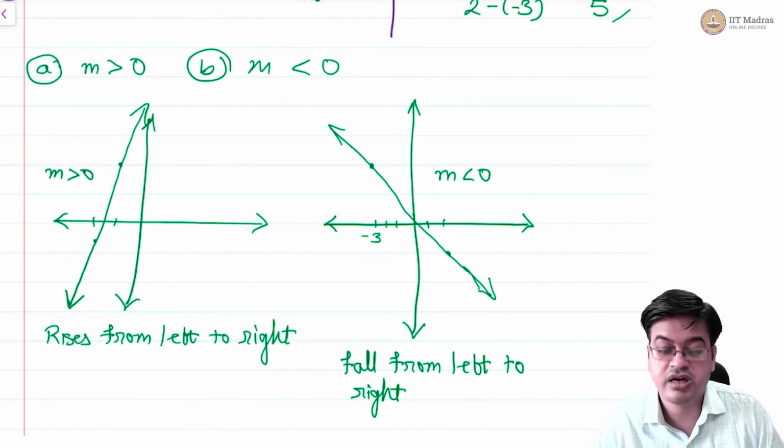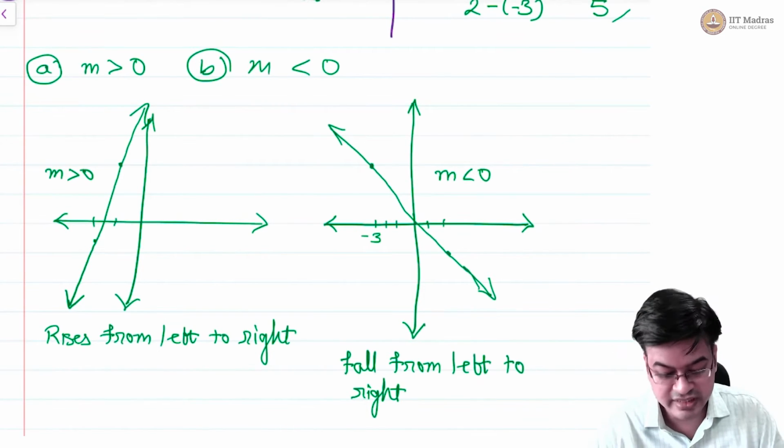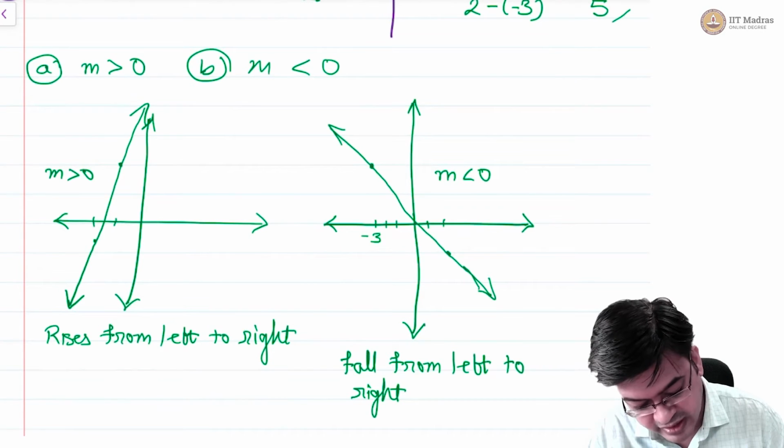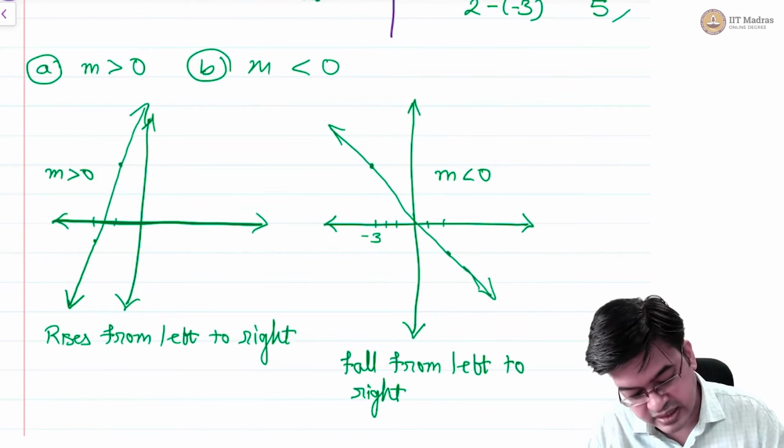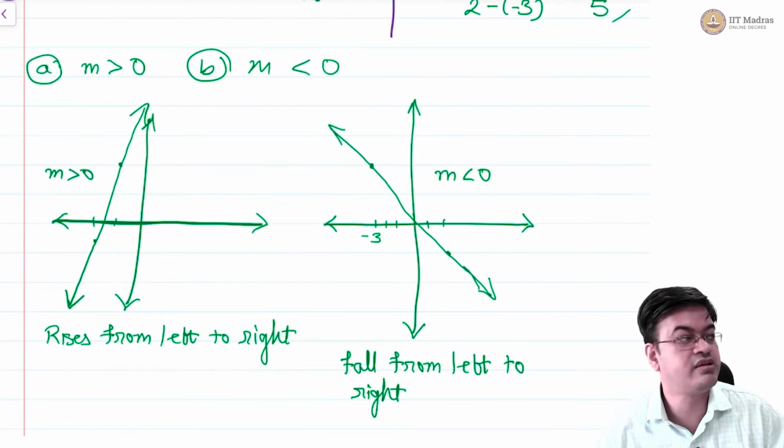So now what are the other possibilities? There are another set of two lines that are given to you. One line is the x-axis, another line is the y-axis. So these are the other two possibilities as well.